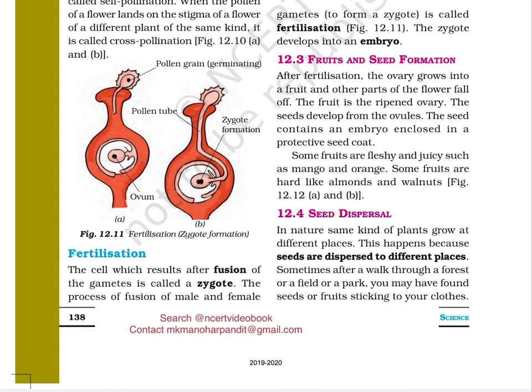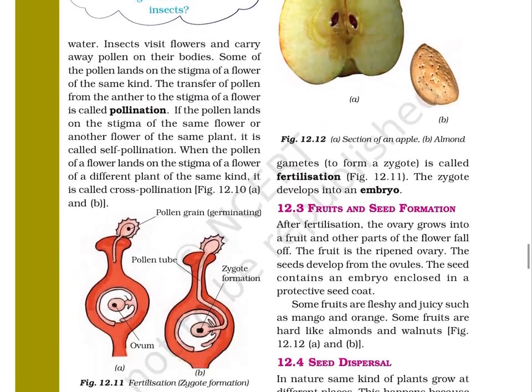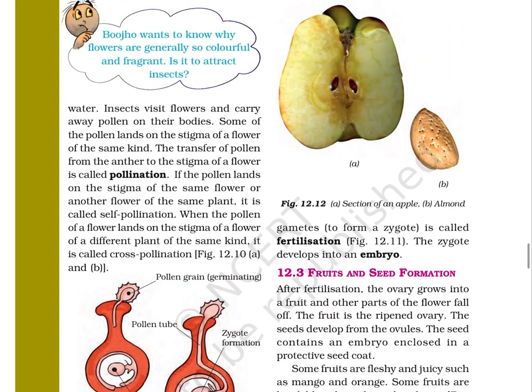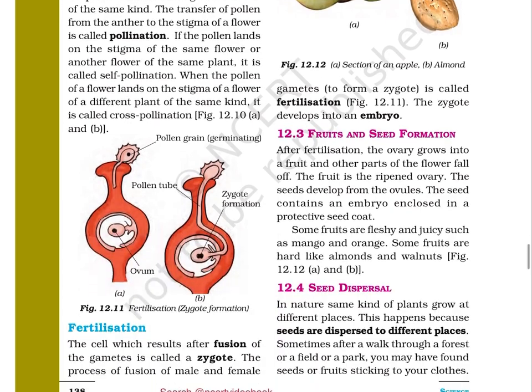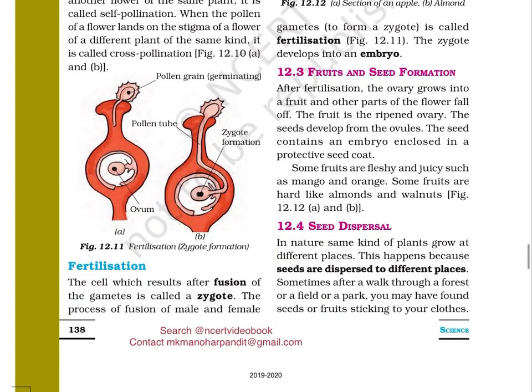Fertilization. The cell which results after fusion of the gametes is called a zygote. The process of fusion of male and female gametes to form zygote is called fertilization. You can observe this in figure 12.11. The zygote develops into an embryo. Figure 12.11 Fertilization or zygote formation.